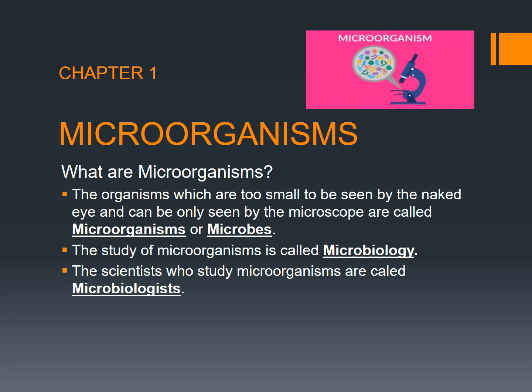Dear students, you have studied plants and animals in previous classes. Now you will study a large number of organisms which cannot be seen with the naked eye. They can only be seen through a microscope. So students, what are microorganisms? Microorganisms are organisms which are too small to be seen by the naked eye. They can only be seen by the microscope. These organisms are called microorganisms or microbes.